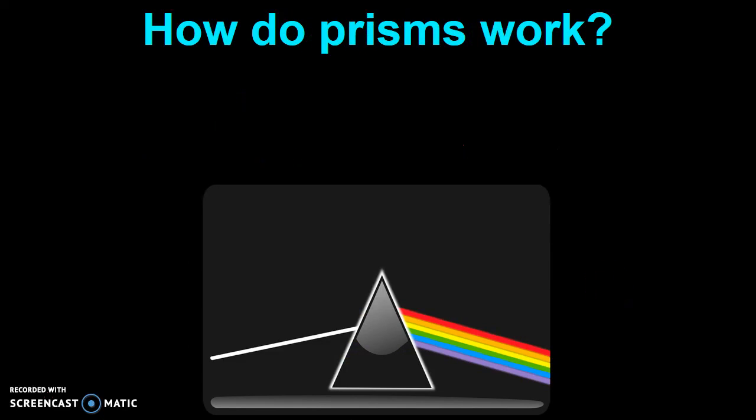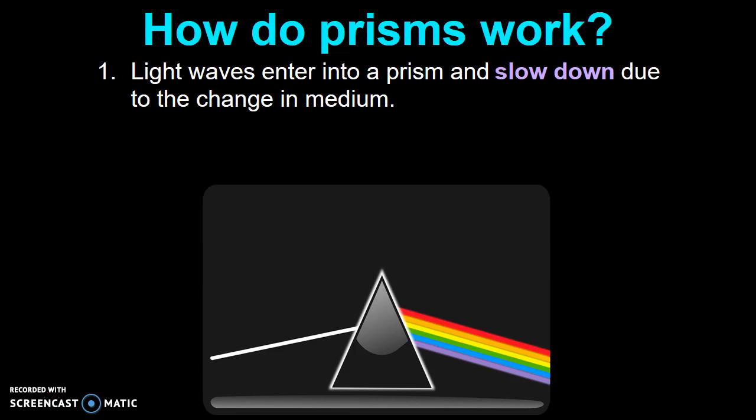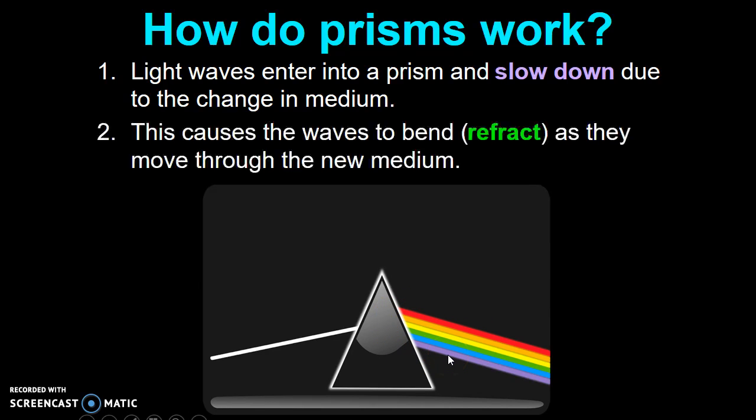And this actually relates to how prisms work. You may have seen a prism before. It is usually a glass triangle kind of shape. And what happens is that if you hold it up to the light, a rainbow will shine through. And so let me start maybe from what the slides say. Okay, light waves enter into a prism and slow down due to the change in medium. So again, here on the left-hand side, a light wave is entering into the prism. And now this is a change in medium because this is a solid and it was just in a gas. And that causes the light wave to bend and it creates all of these different colors.